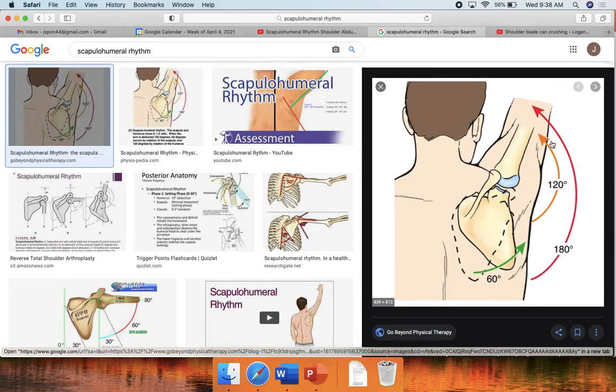So this is that 180 degrees in shoulder abduction or shoulder flexion. So it's generally accepted in a typical concept that 120 degrees of that are going to come from this glenohumeral joint, so that humerus to the glenoid fossa, and the scapula, as it upwardly rotates, is going to contribute the last 60 degrees.